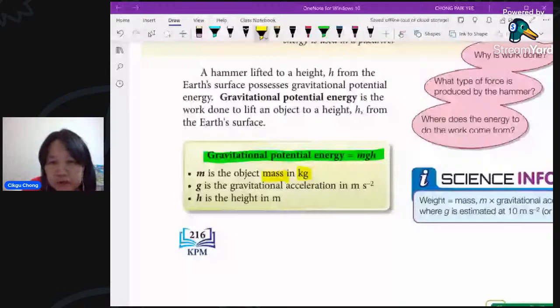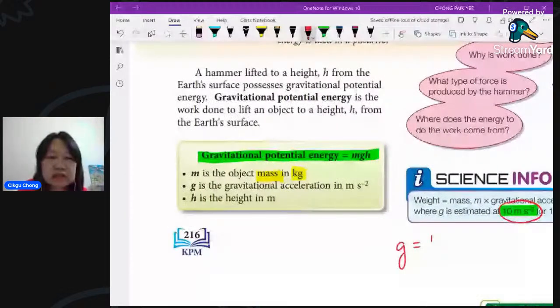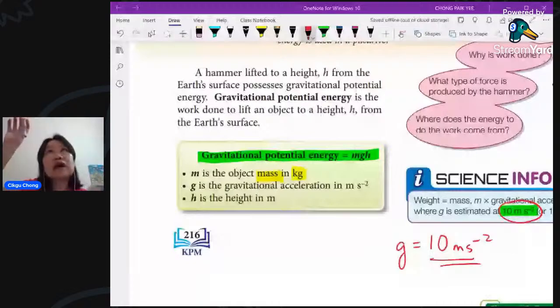Usually the G is already fixed, so no need for you to question it further. Whenever you see the G, you just take it as 10 meter per second per second. This has already been calculated and measured. Actually, it's 9.8, but to make it easy, it's 10. So this is how fast objects accelerate, the change in the speed. When the thing drops, it goes faster and faster until it hits the ground. That value is calculated at 10 meter per second per second. So leave it like that.